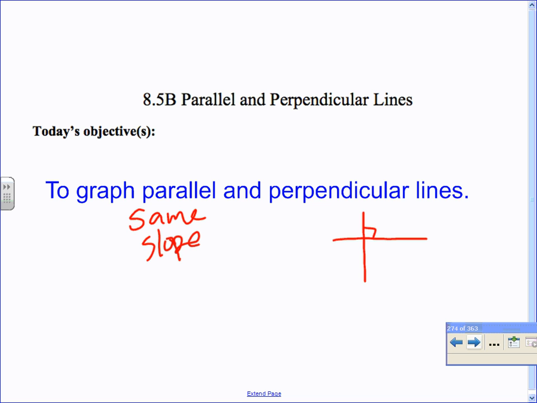No, that's okay. Bye. Anyways, so yeah, perpendicular lines are opposite something slopes. Jeremy?